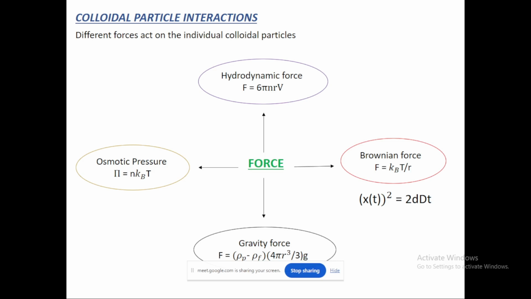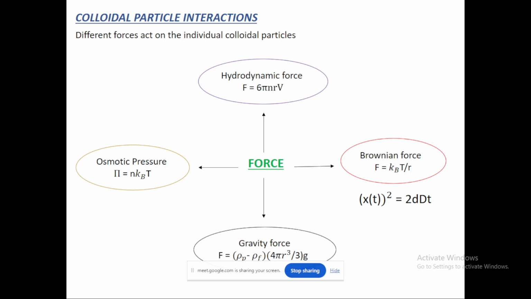If the density of the particle is much lesser than that of the fluid, then the particle will not be able to travel through the suspension medium. It will just float on the surface of the suspending medium. So this is the gravitational force. Now let's come to the Brownian force.